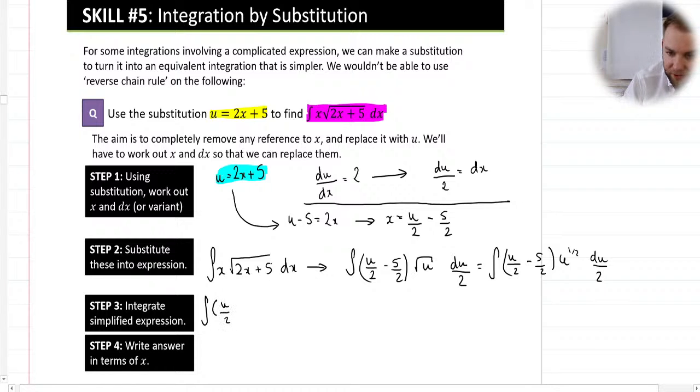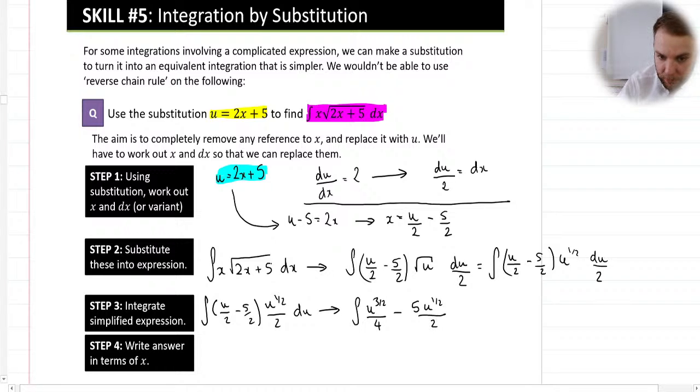I'm not going to do that, just to make life a little bit easier, just to make it clearer to us. So I'm going to write this as u to the power of a half over 2 du, just to give us that extra step. Then I'm going to expand this out, so it's going to be the integral of u times u to the half, which is u to the 3 over 2 over 2 times 2, minus 5u to the power of half all over 2 du. Okay? So you can see that I've used substitution to turn this equation into something that I can integrate.